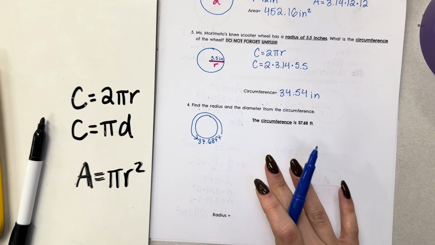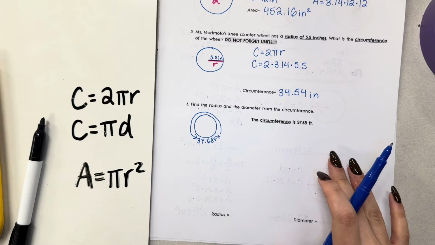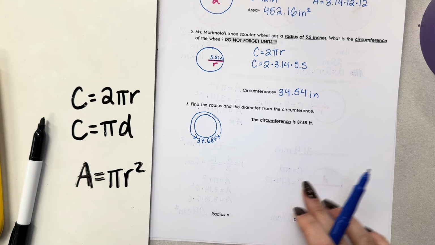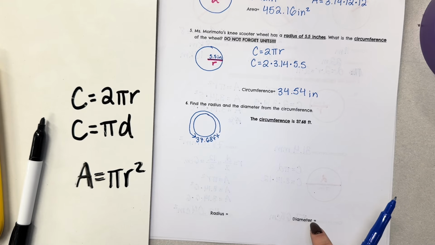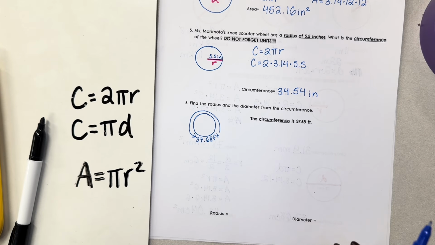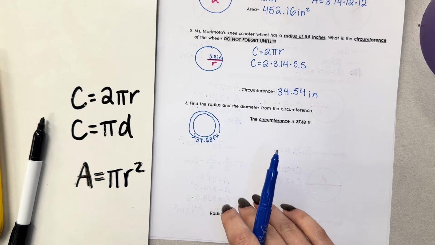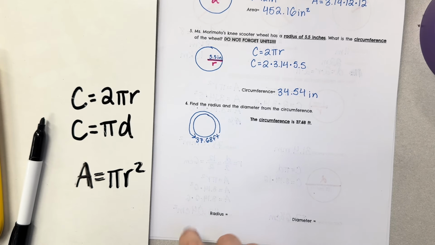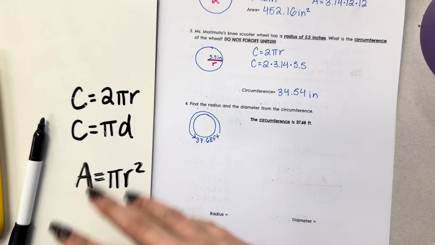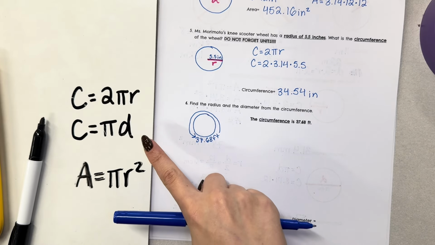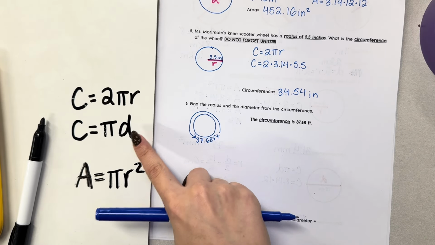All right. If it's asking me for radius or diameter, I like to use the diameter formula to figure out diameter first, then solve for radius. You could go straight into using the circumference radius formula. Cool with me, but it's just one extra step you have to do. So I like to always find diameter first.